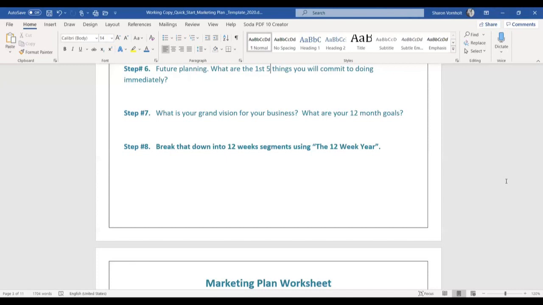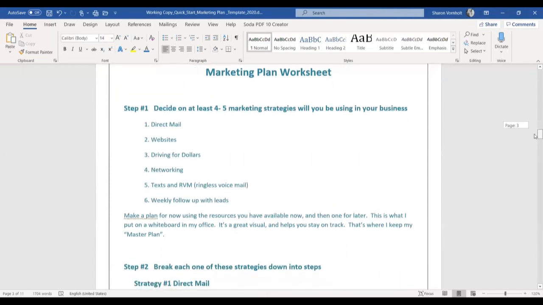So once you have your vision for your business, and we're going to talk about 12 months here, that's what we're going to work with today. I want you to break that down into 12-week segments or quarters using a book called The 12-Week Year. That book was written by Brian Moran, and it will revolutionize the way you do business if you start to follow this type of a plan. Your great big giant goals won't seem so overwhelming.